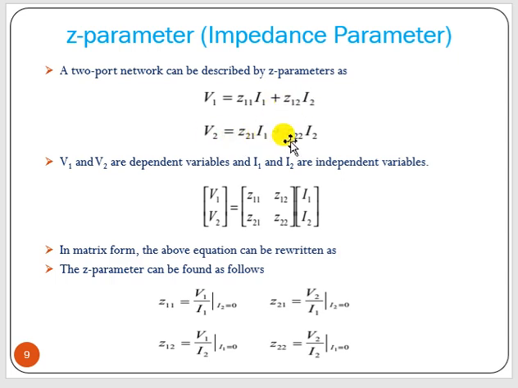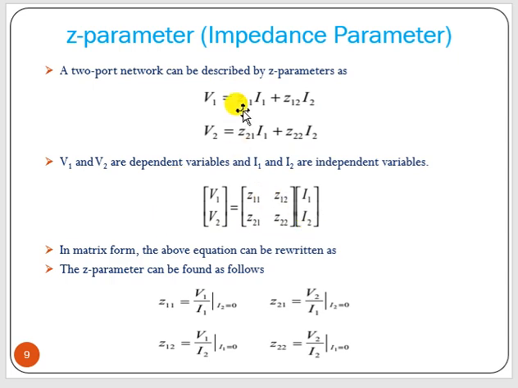For V2 it is I1 Z21, because V2 is here and I1 is here, and this is Z22 times I2. So you can remember the subscripts like this: 1 1, then 1 2, then 2 1, then 2 2. Now you can write this in matrix format: V1, V2 equals the matrix Z11, Z12, Z21, Z22 times I1, I2.